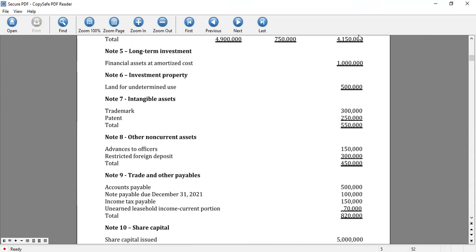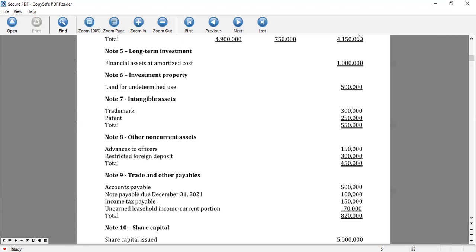Then we include income tax payable 150,000 and unearned leasehold income, the current portion. If you have your unearned leasehold income for 5 years, meaning it's 70,000 per year. So classified as current is the amount applicable to 1 year, and the remainder will be classified as part of the non-current portion.